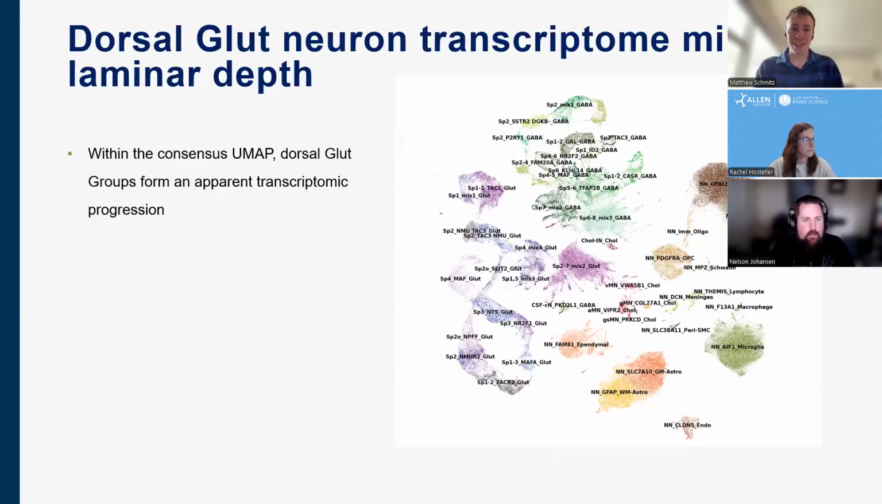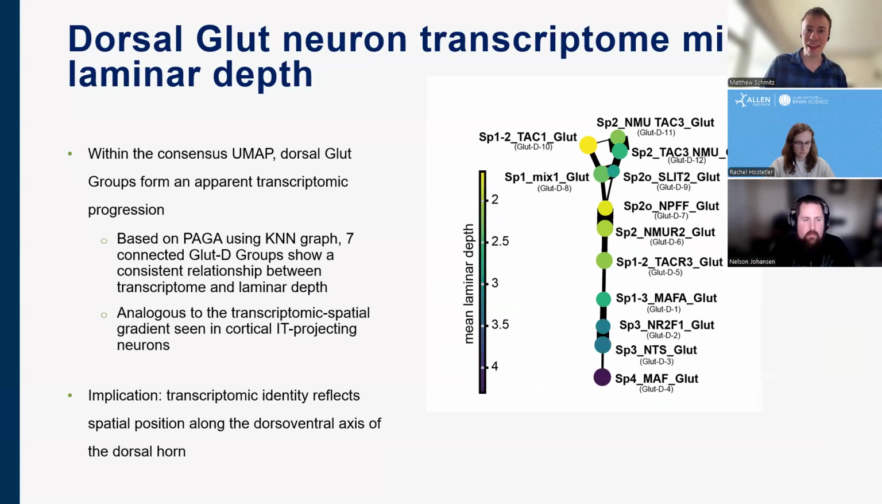All right, something we noticed when we were doing some UMAP gazing is that along the left, these purple cell types, these are dorsal horn glutamatergic neurons. And we qualitatively noticed that these fall into a progression, like a gradient-like structure, at least in the UMAP space, which kind of looks like this. And so we were wondering if this is not just a UMAP artifact.